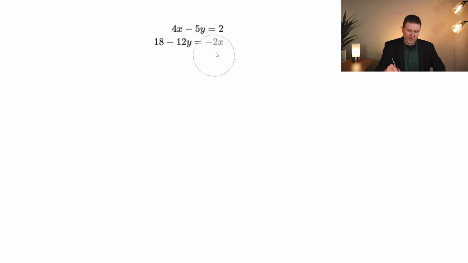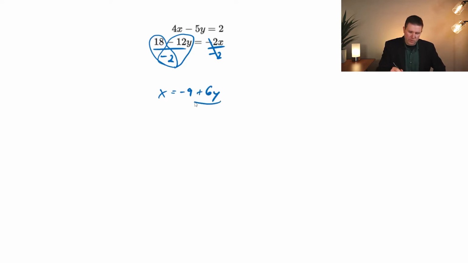So we're going to erase all that kind of stuff there. And like we said, we're just going to divide both sides by negative 2 to isolate that x. When you divide this side by negative 2, make sure you divide both the terms by the negative 2. Super important. So I'm just going to switch things around so it's like x equals, and then 18 divided by negative 2, negative 9, and then negative 12 divided by negative 2, positive 6y. And now that I have what x equals, I can take what that is and plug it in for the x in the other equation.